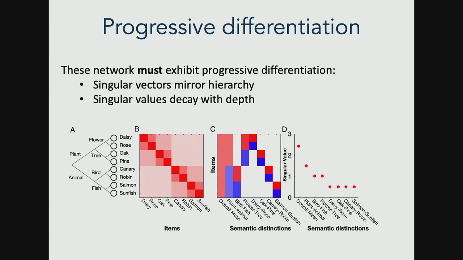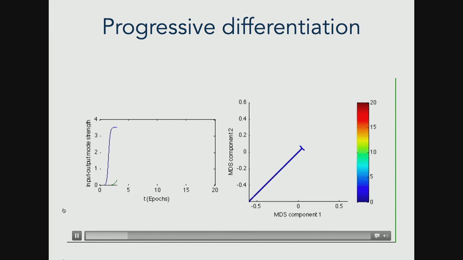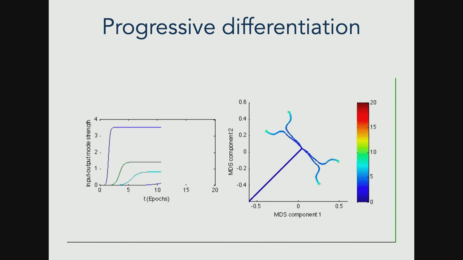And to illustrate what's going on to drive that phenomenon, on the left here, you can see these singular values popping up one after the other according to the strength in the data set. And each one of those elaborates one level of this hierarchical tree. And so you get this progressive differentiation where you split off successively down this tree structure. And this is the embedding of the hidden representations in this network.